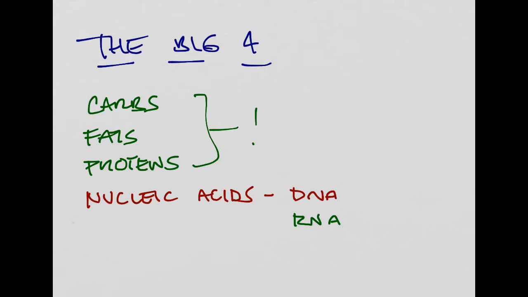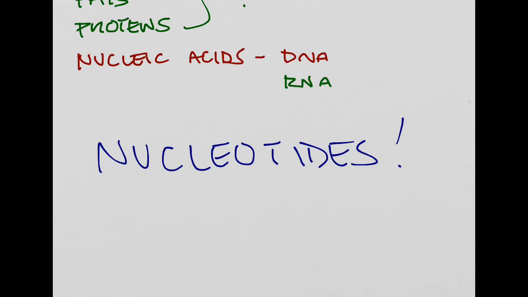And you should also, I don't know if we covered this, I can't remember, but they're made up of building blocks, just like all the other things are made up of building blocks. Carbohydrates are made up of simple sugars, fats are made up of fatty acids and glycerols, proteins are made up of amino acids, while nucleic acids are made up of things called nucleotides.